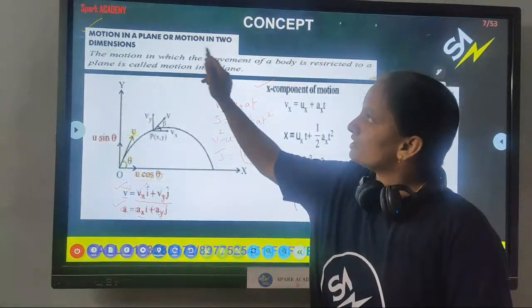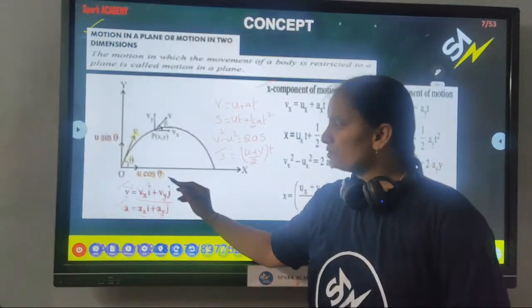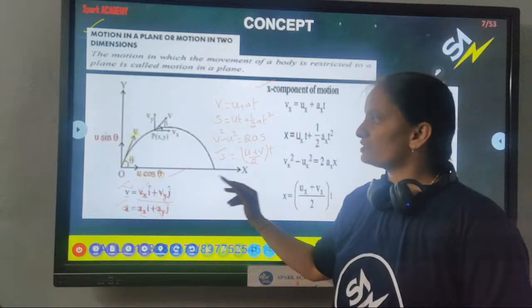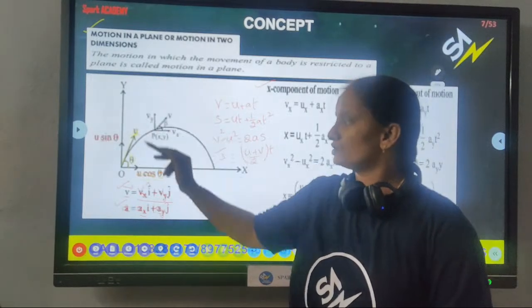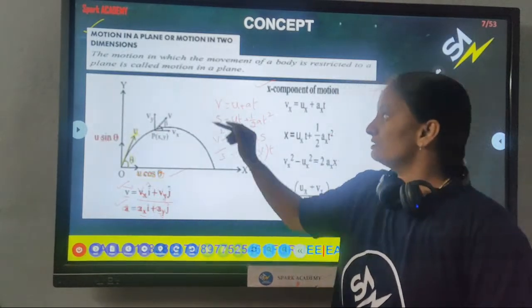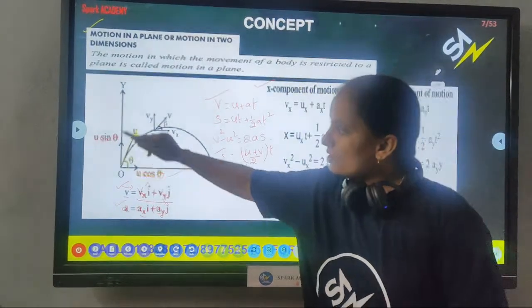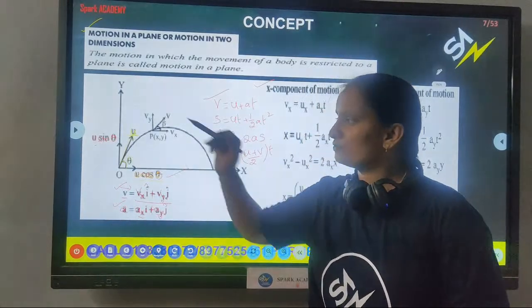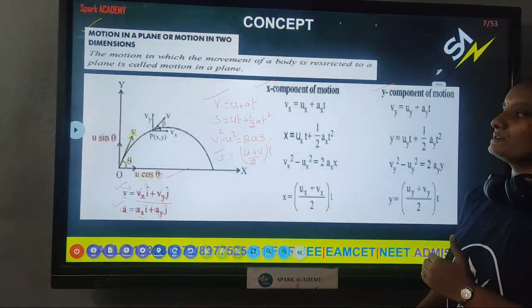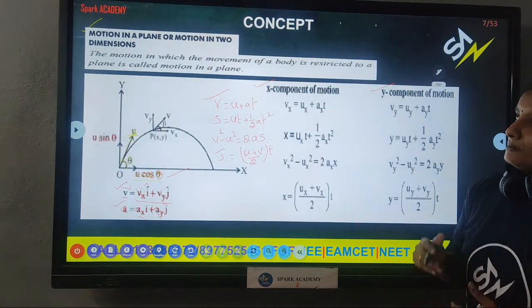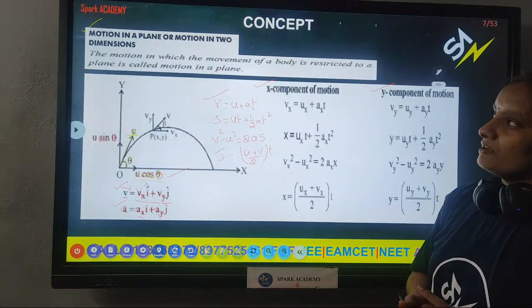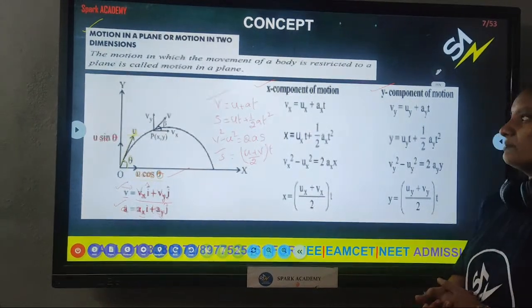So motion in two dimensions, you need to describe that motion along x direction and along y direction. Along x direction, we need to give these equations of motion. Along y direction, equations of motion. So with the help of these, we can describe the parameters which are giving about the motion in two dimensions.